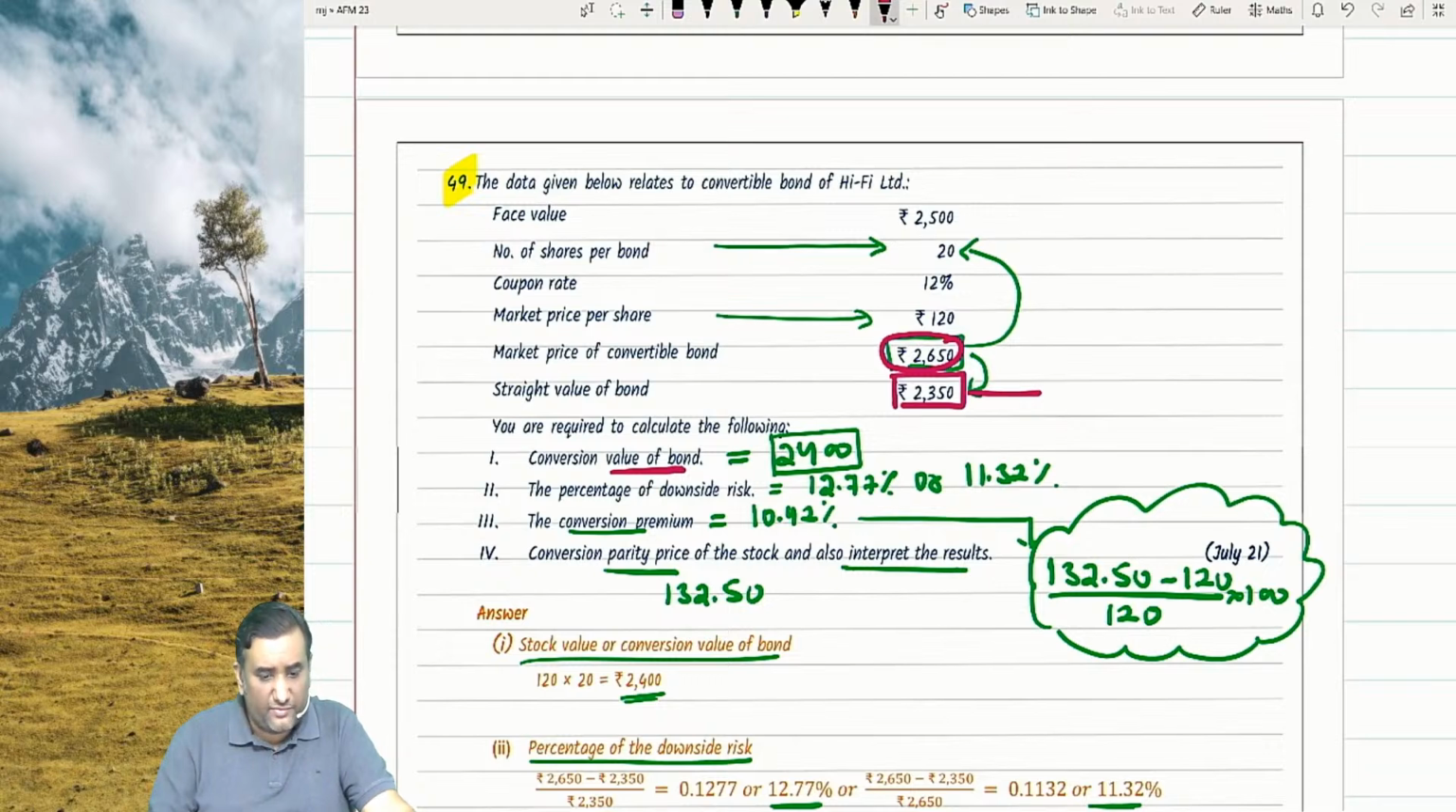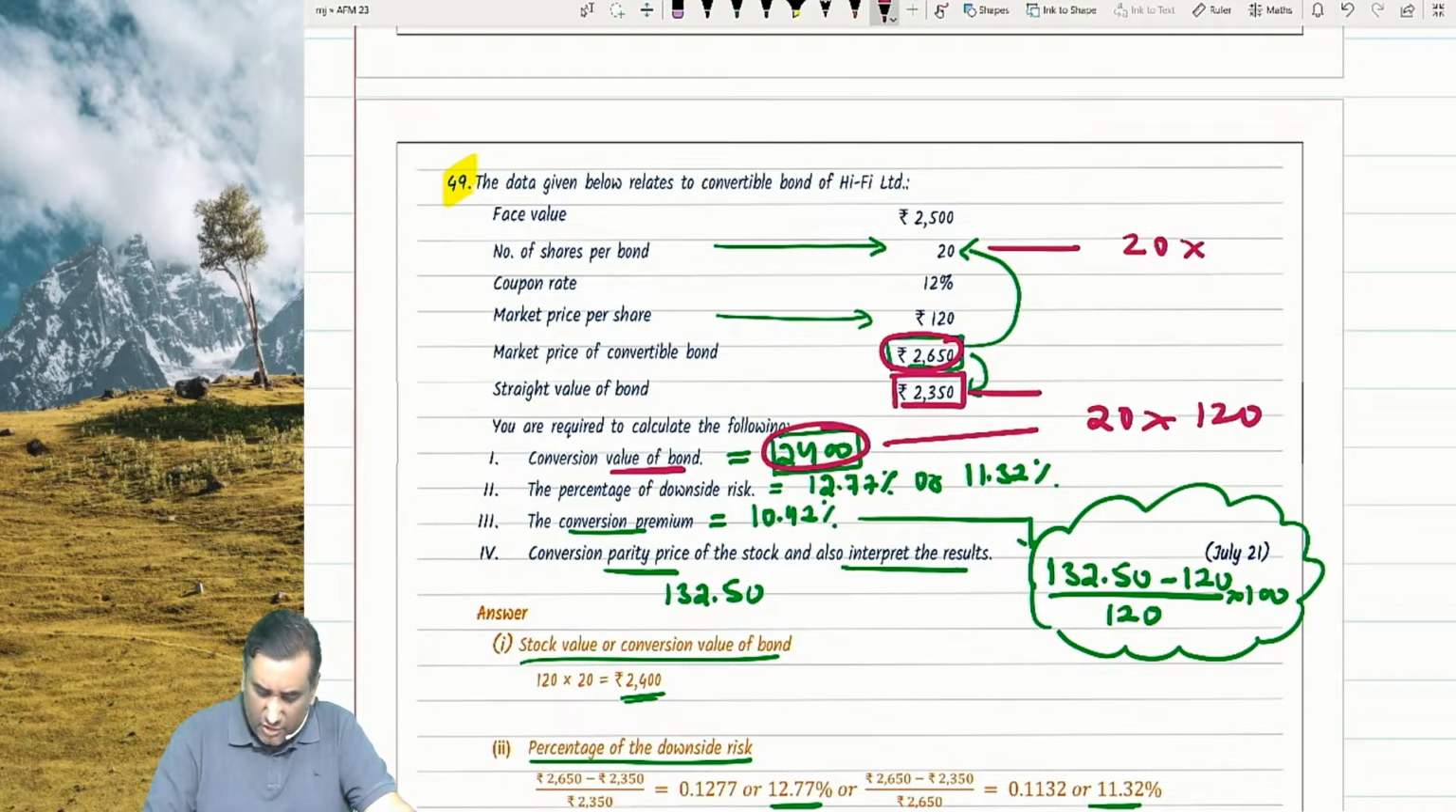Conversion value of bond is nothing but if you convert this bond into shares, how much worth you are getting. It's conversion ratio or number of shares, 20, into what? Market price. 20 into the market price of 120. You are getting shares worth, or conversion value of bond is 2400.